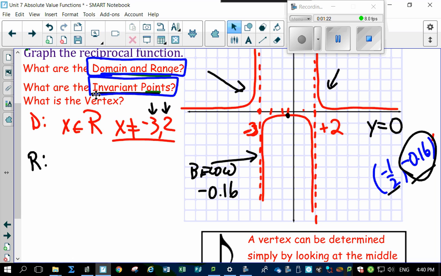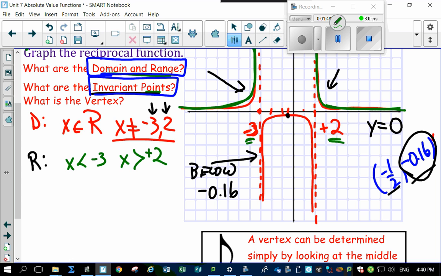Okay, so I want to look at this part of the graph here, and this part of the graph. Think about it. We can get close to -3 and +2 as long as we don't touch them. So when x is less than -3 and x is greater than +2, that's this section and this section here, we know our y value has to be above that horizontal asymptote, which is 0.